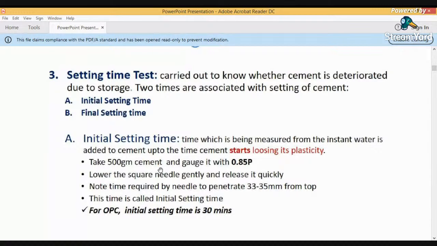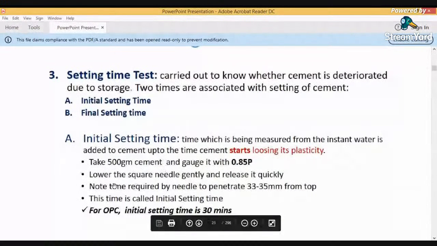Okay. So what you have to do is take 500 gram of the cement and take water. Already you have measured the standard consistency, suppose P, the standard consistency of the cement. Then you have to add water, how much, 0.85 times the standard consistency of the cement. Suppose 100 is the standard consistency of the cement, then 85% of that water you have to add into the cement to measure the initial setting time.